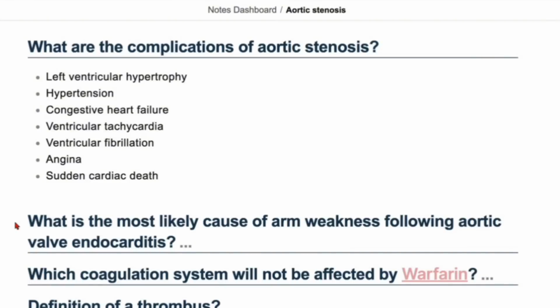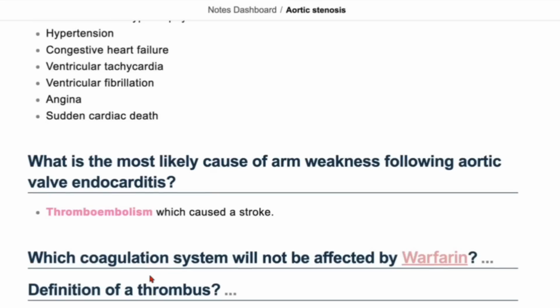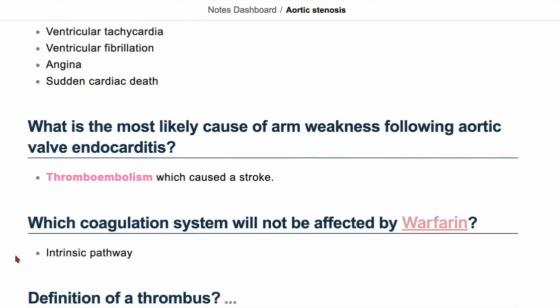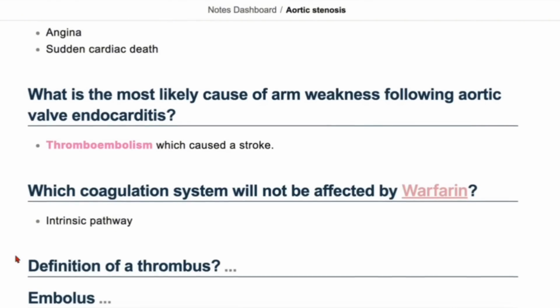And which coagulation pathway is not affected by warfarin? So this would be the intrinsic pathway, because warfarin is a vitamin K antagonist and affects factors 2, 7, 9, and 10, protein S and protein C, and therefore that would be most commonly associated with the extrinsic pathway.